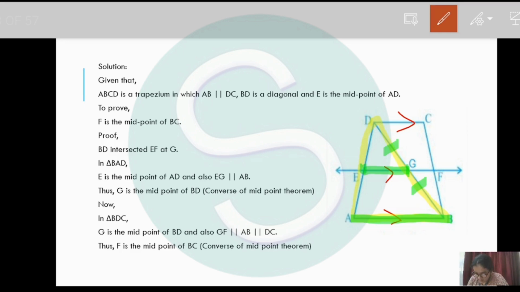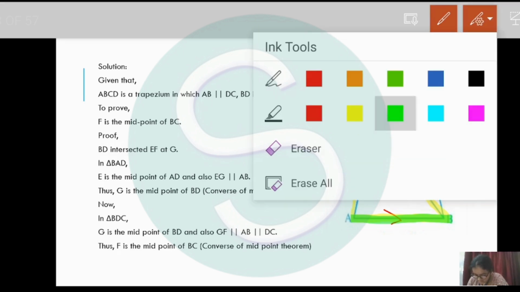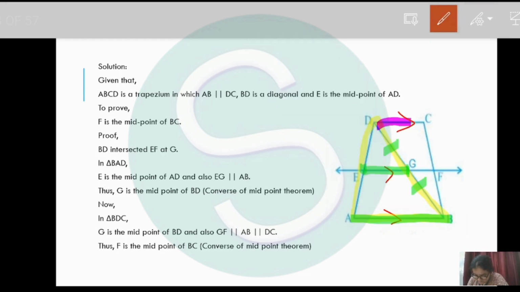Now in triangle BDC, in this triangle हमें क्या given है G is a midpoint of BD and since EF is parallel to CD, so a part of EF, that is GF, is also parallel to CD. So again by converse of midpoint theorem we can say F is a midpoint of BC. So इस क्वेश्चन में हमने सिर्फ दो बार midpoint theorem का converse यूज करा है and we got the result that F is a midpoint of BC.